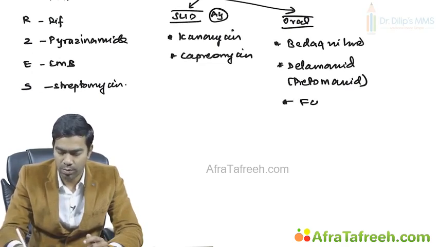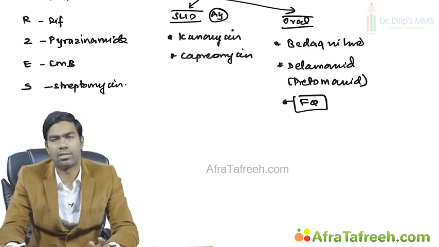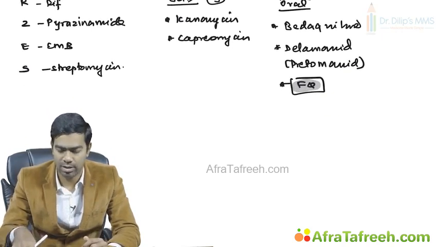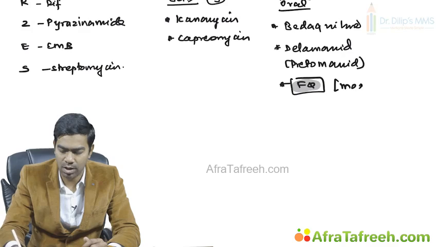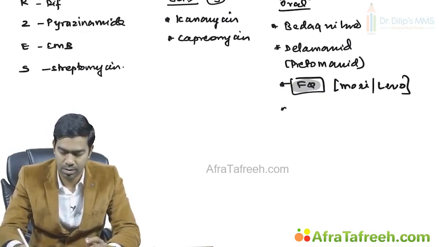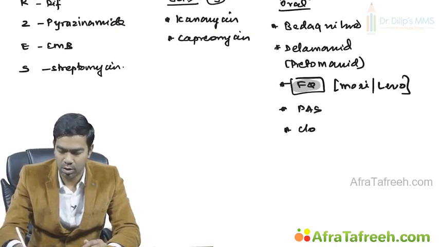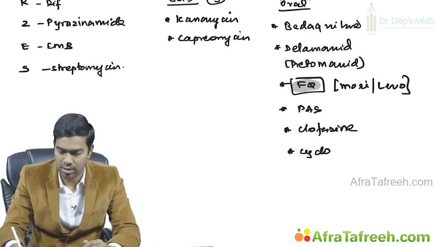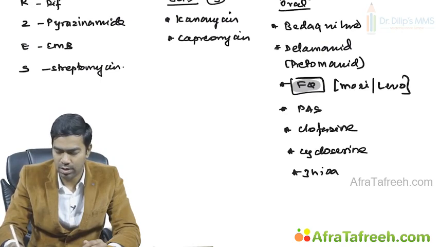Then you have the fluoroquinolones, which are again excellent second line drugs. Among all the second line drugs, fluoroquinolones form one of the core strategies. The two fluoroquinolones that we currently use are moxifloxacin and levofloxacin. Ofloxacin is currently outdated. Previously it was there, but currently it's not there. Then you can use drugs like PAS, clofazimine, cycloserine, and thioacetazone. So these are also the second line oral drugs.